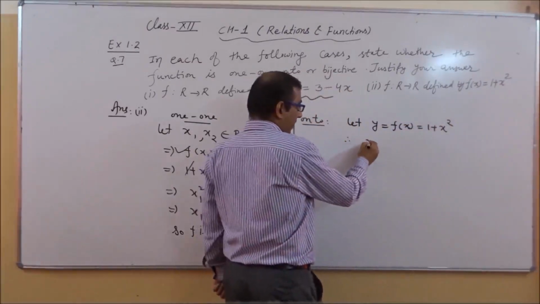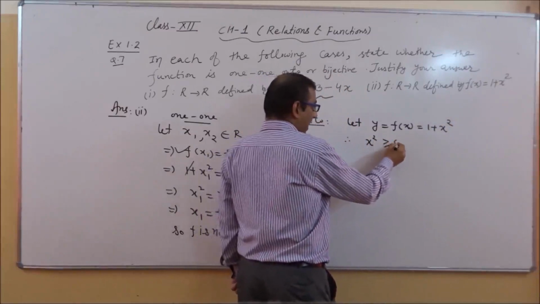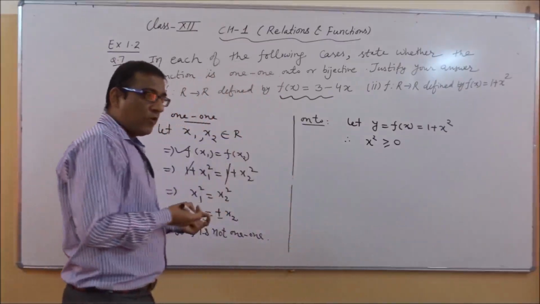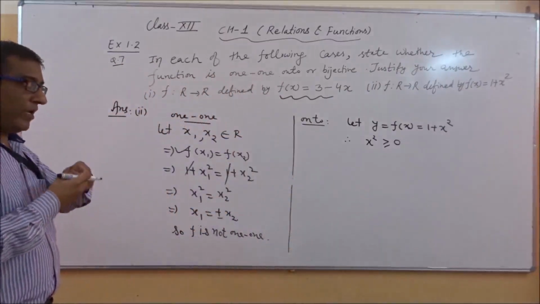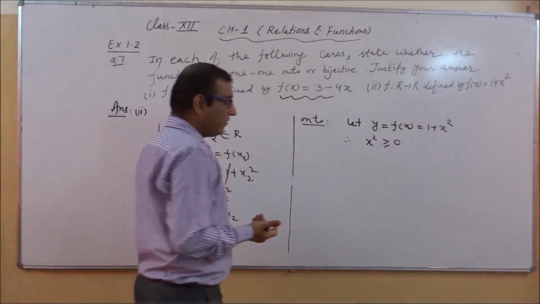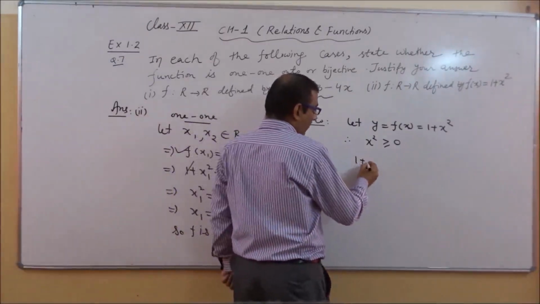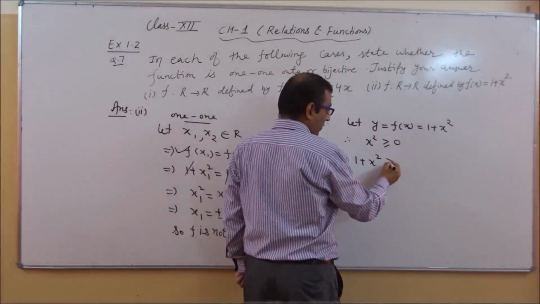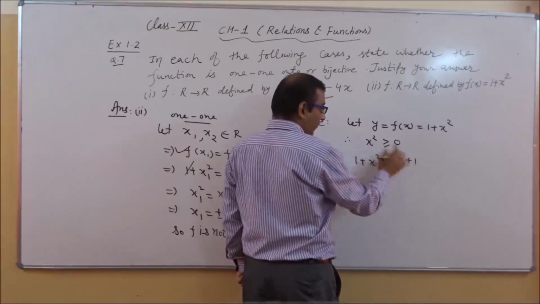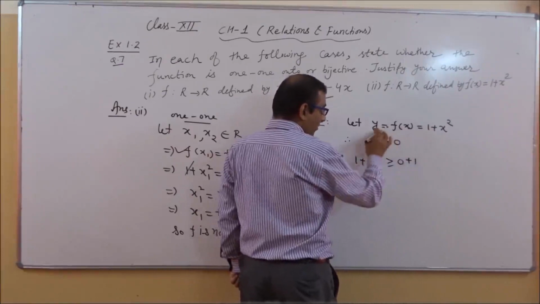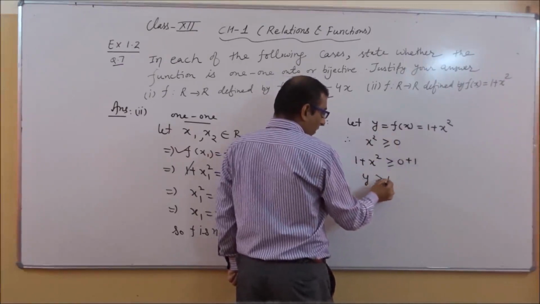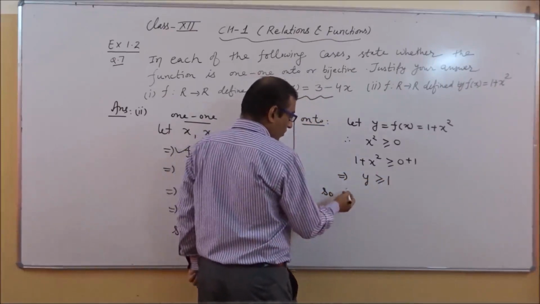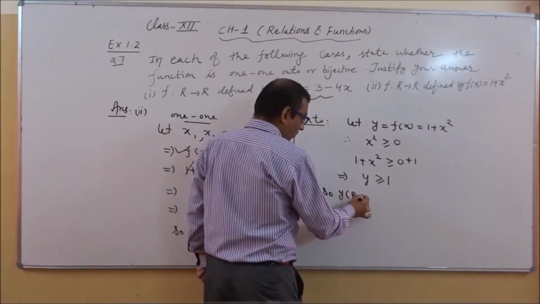But if we see here, x² is always greater than or equal to 0, because the square is there. That's why we know very well, if we put a negative value of x, it becomes positive, and if we put a positive value of x, again it becomes positive. So how can we show whether the given function is onto or not? We will add 1 on both sides. So 1 + x² is equivalent to y. So we can say the value of y is greater than or equal to 1. So y is also known as the range.